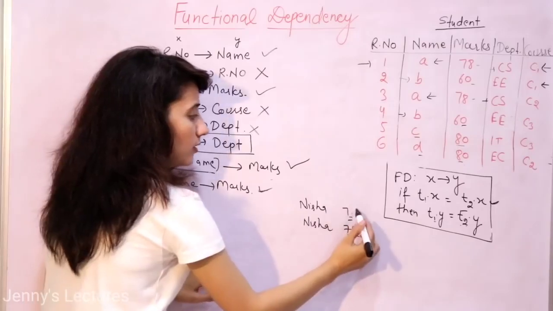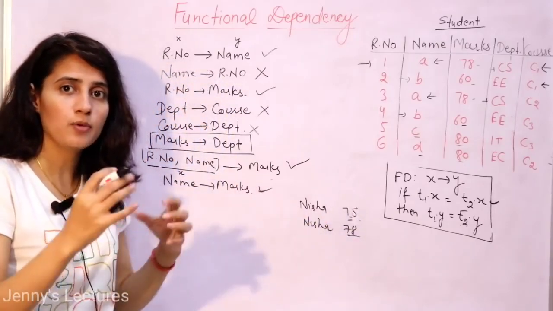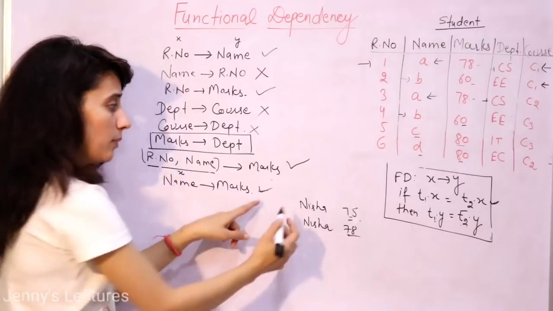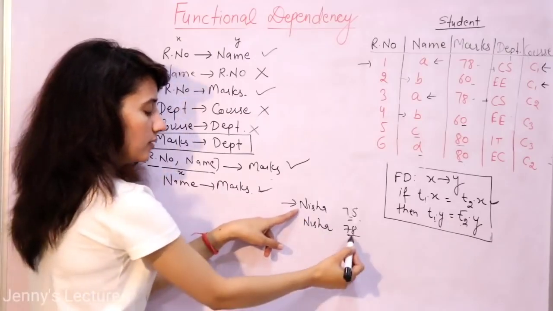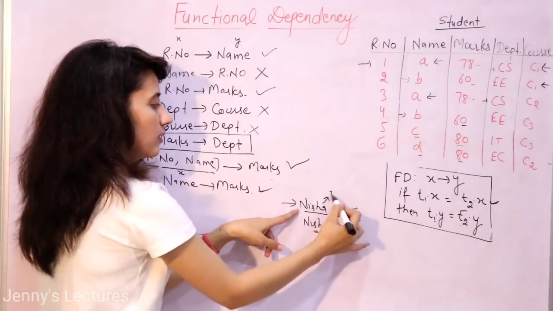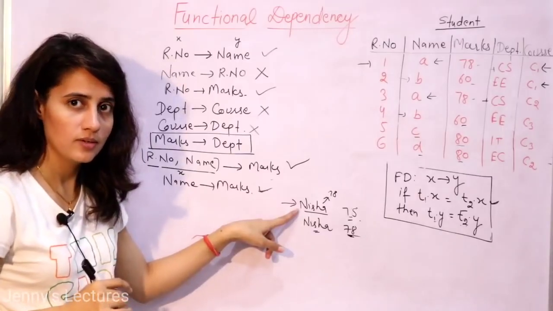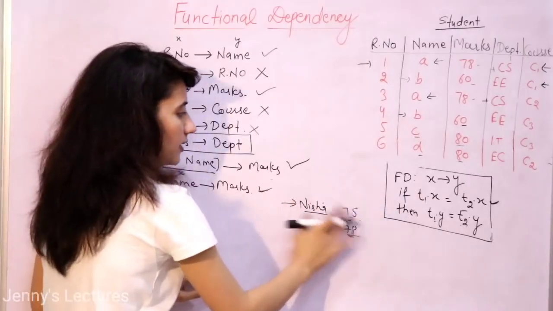Problem comes when one has marks 75 and one has 78. Now I say Nisha, tell me your marks. Suppose I am asking the marks of this one and she says 78, so I can record her marks as 78. That would be a problematic situation, right? So this is the case here.